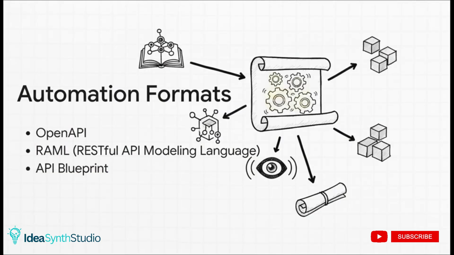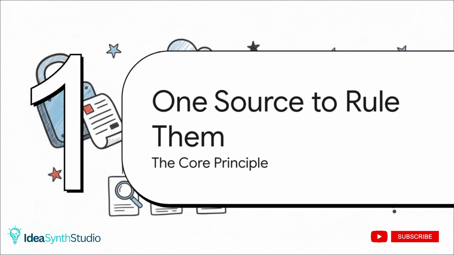This kind of automation is all powered by structured, machine-readable formats. Standards like OpenAPI, RAML, and API Blueprint allow tools to automatically read, validate, and then update the documentation anytime the code changes. This is what transforms that blueprint from just some static file into a living, breathing document. So all of these pieces, the detailed blueprint and the automation, it all leads us to our final and maybe most important principle. This is really the core idea that ties everything together, creating one source to rule them all.